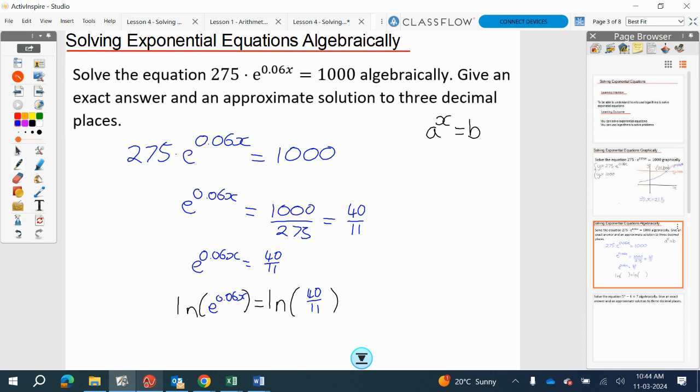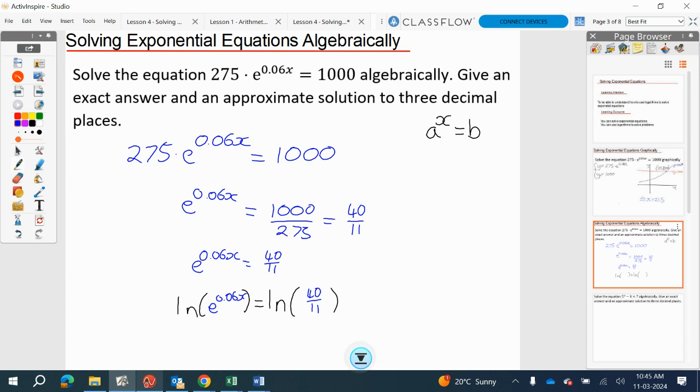Natural logarithm is log base e, so that cancels out with the e, so it's just 0.06x. Not yet, it doesn't. Next. The natural log of e to the power of 0.06x becomes 0.06x. Why? Because you're getting the log base e of e to the power of 0.06x.